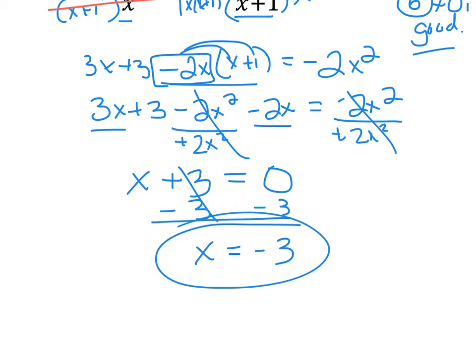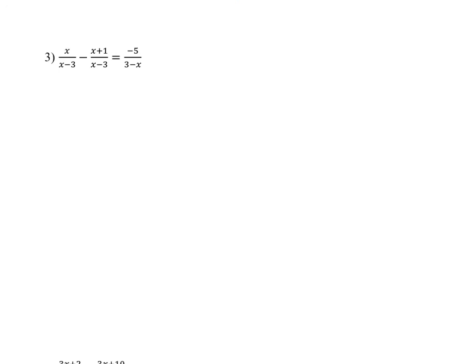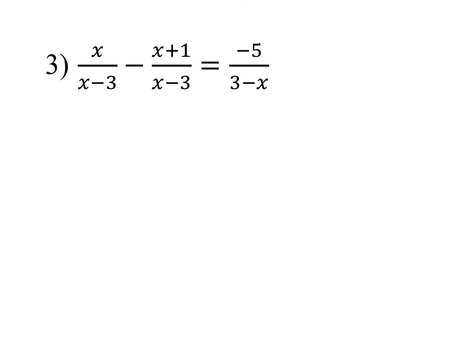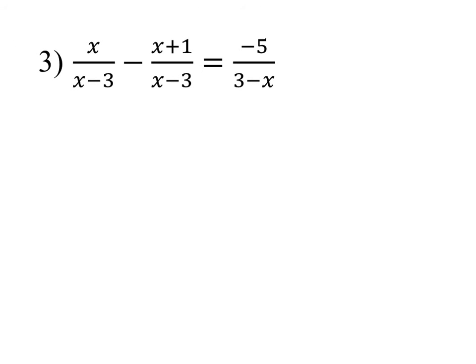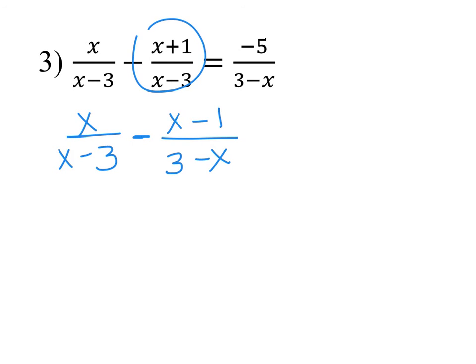Okay, other side. All right. Now this one looks complicated, and it does have a typo, so we gotta fix this problem, because when I wrote it, I kind of messed it up. This one should be x minus 1 and 3 minus x. Okay, so the second fraction has a mistake.